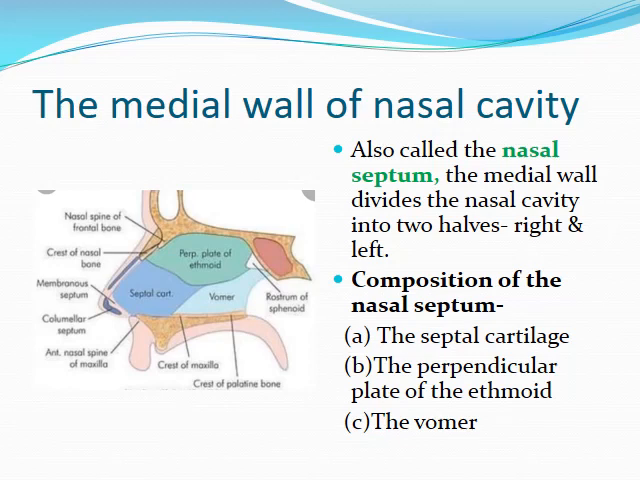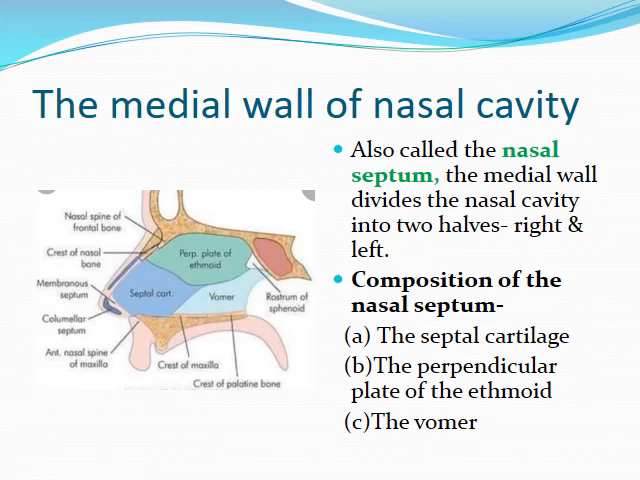The nasal cavity presents with a medial wall, a lateral wall, floor and roof. Now coming to the medial wall of the nasal cavity, this medial wall is also called the nasal septum. And this nasal septum or medial wall divides the nasal cavity into two halves, right and left.